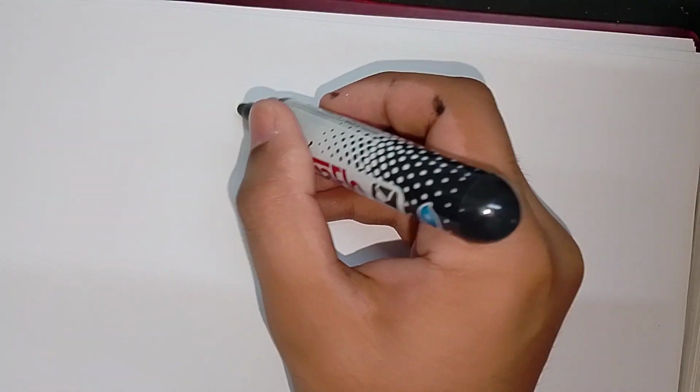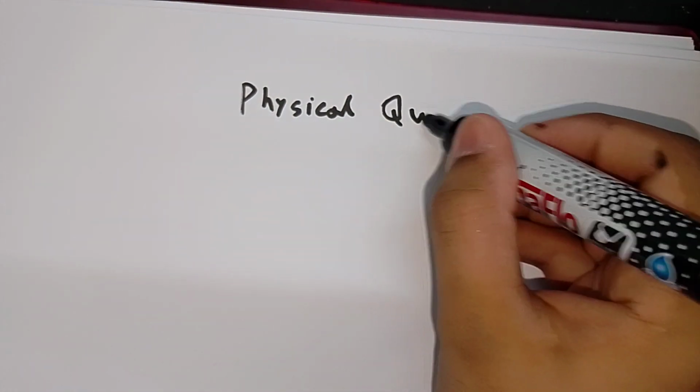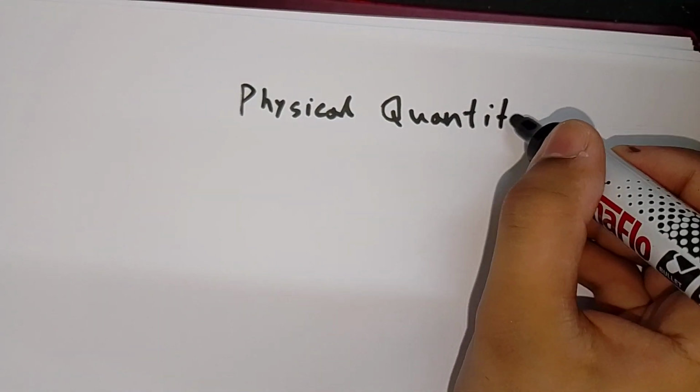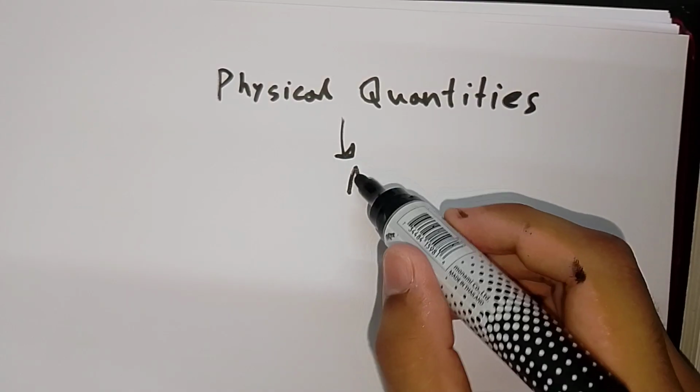Today we are going to be taking a look at vectors and scalars, but before that we have to talk about physical quantities. So a quantity is basically anything that can be measured.